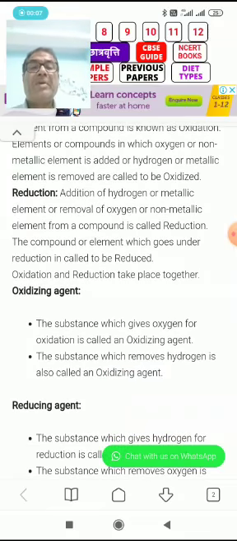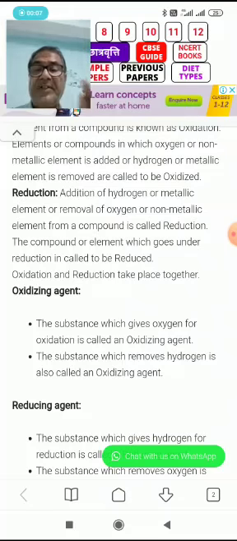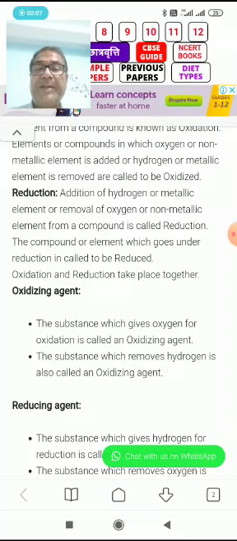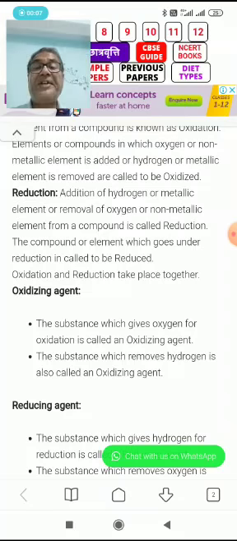Now, one thing here you should remember, oxidation and reduction never take place separately. They always take place simultaneously. If in a chemical reaction oxidation takes place, there must be reduction. If in a chemical reaction reduction takes place, there must be oxidation. So oxidation and reduction always take place together, and the reaction is called redox reaction.